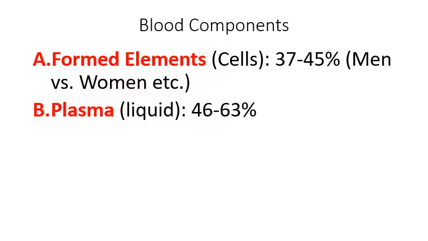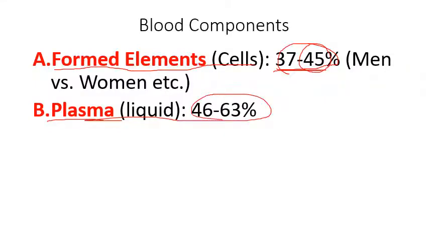All right, let's look at the composition of blood. The term formed elements, as I said before, refers to cells. So another name for the blood cells is the formed elements of the blood. They constitute about 37 to 45%. Men generally have 45%, and women can have somewhere between 37 and 45%, depending on what's going on with menstruation. And then the liquid portion of blood is called the plasma, right? It constitutes between 46 and 63% of the blood volume.